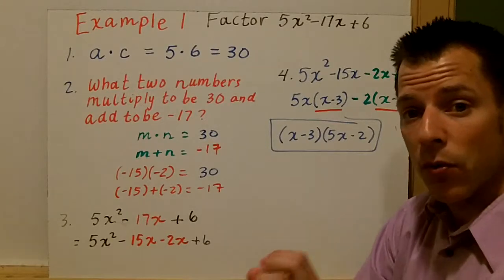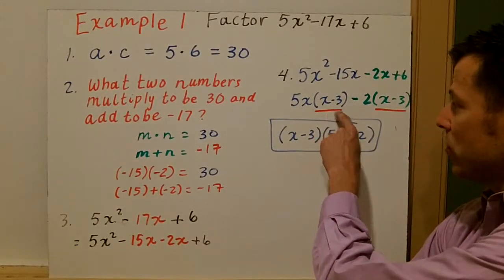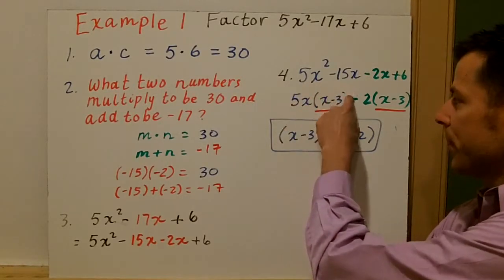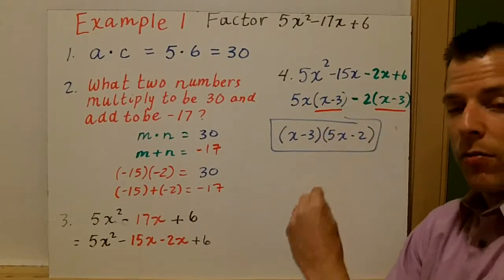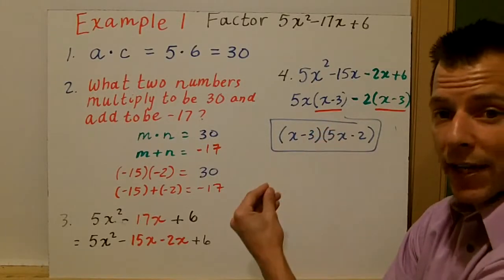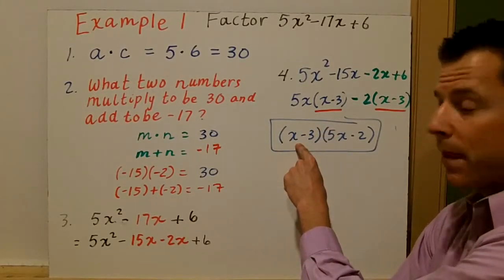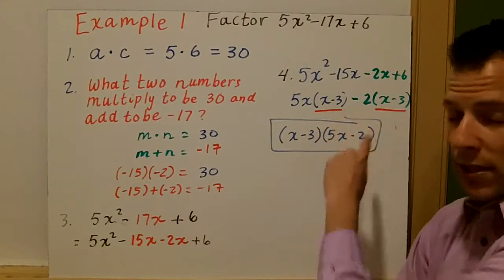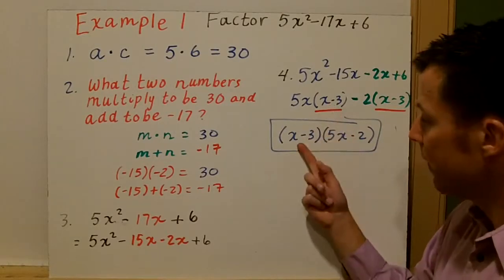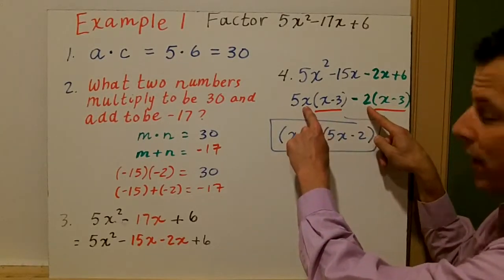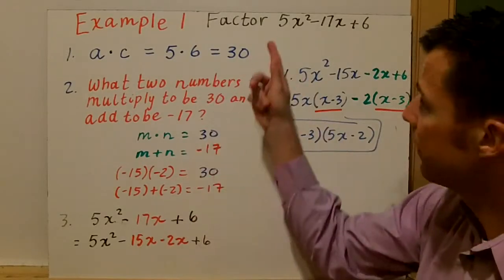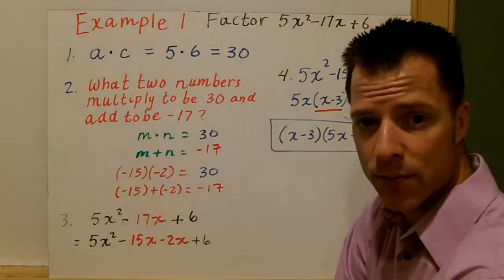In the last step, what you should notice is that I have 2 terms underlined in red that are the exact same. Here is one term minus another. Both terms have something in common. It's x minus 3, so I factor out the x minus 3, and 5x minus 2 is what's left. A quick trick: whatever's in parentheses will be one factor. Whatever's outside parentheses would be the second factor. So that's how we factor 5x squared minus 17x plus 6.